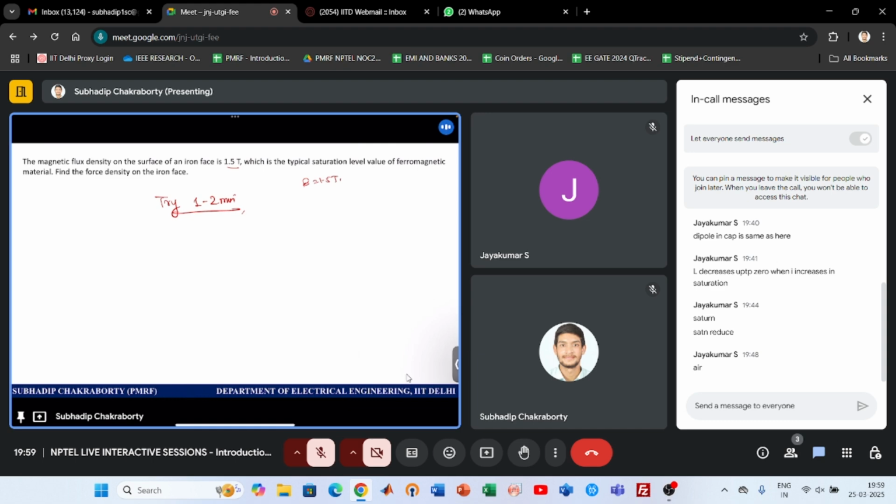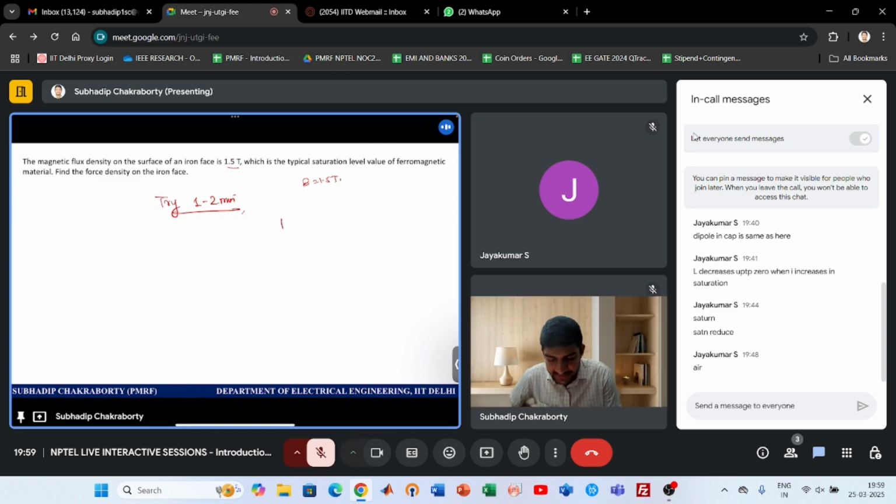So they have just asked to calculate the force, and we have just derived that energy density is half into B into H. I told you H can be written as B by mu. So B square by 2 mu is nothing but your energy per unit volume. So what is force density? This is energy density. So force is again force times... yes. What will I write?